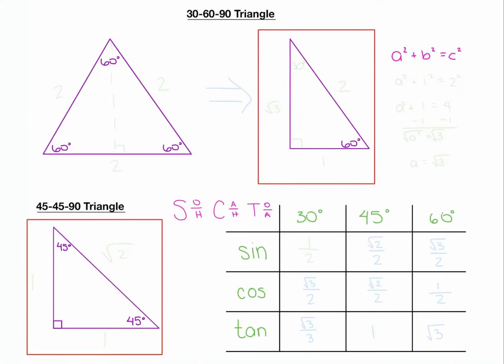An equilateral triangle means that all the angles have the same measure, which is 60. And they also have the same length of sides. So let's say that we want to say that this side is 2, and let's say that all the sides are 2. If we have all the sides of 2, we can also split this triangle down the middle.